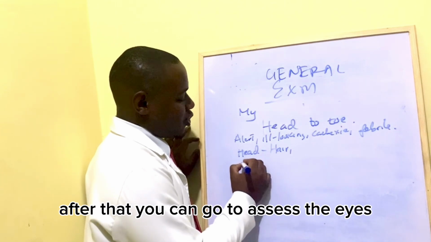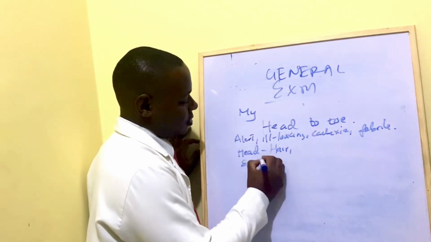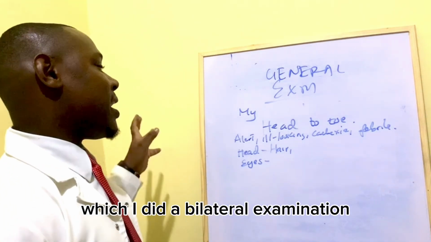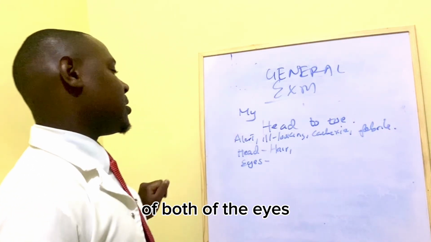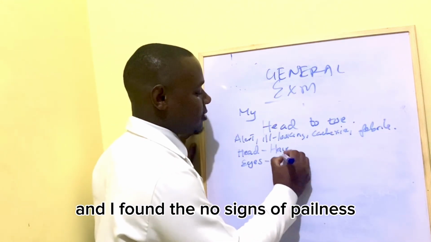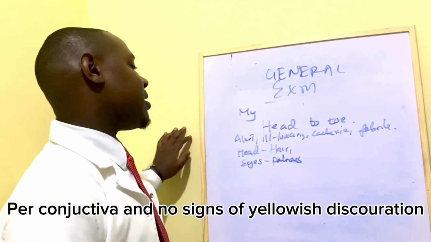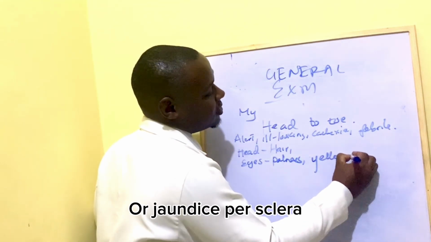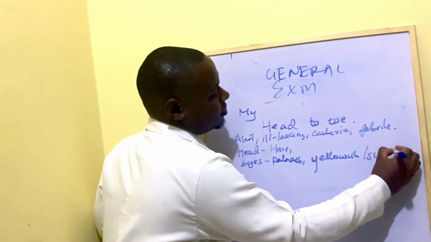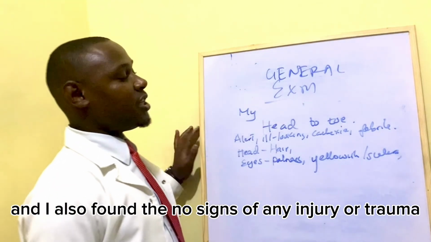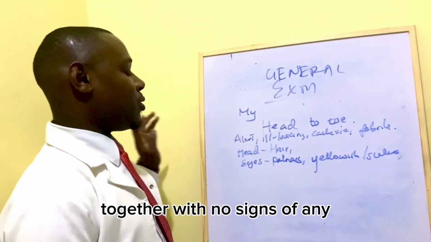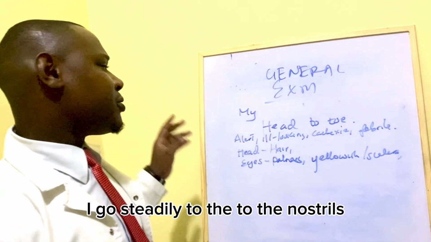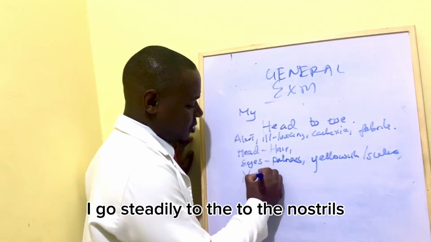After that, you can go to assess the eyes. So what I would normally advise you to say is this: with the aid of my pen torch, I did the bilateral examination of both of the eyes, and I found there are no signs of paleness of the conjunctiva, and no signs of yellowish discoloration or jaundice of the sclera. And I also found there are no signs of any injury or trauma, together with no signs of any discharge from the patient.